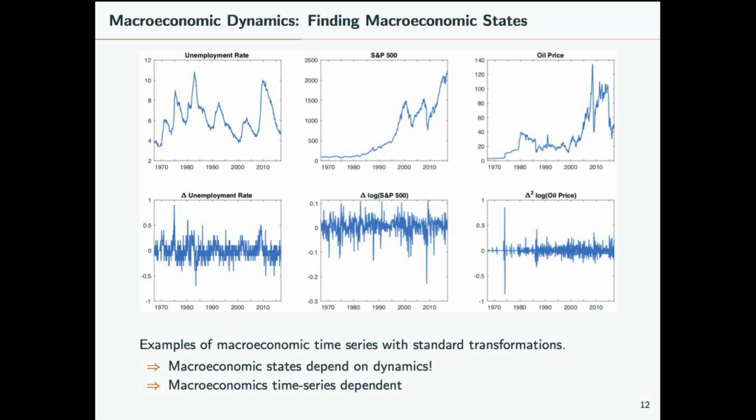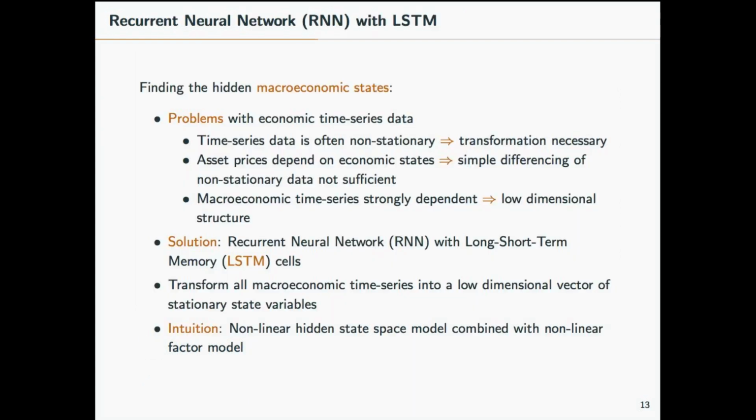We would need to feed in the whole time series, and then we need to extract some kind of dynamic pattern. That's exactly what we are trying to do here, right? So we know that we need to transform macroeconomic data with some form of increments. Then we are using all these increments. We are going to infer a low-dimensional set of hidden states. The way we are going to use it is a so-called long short-term memory cell network.